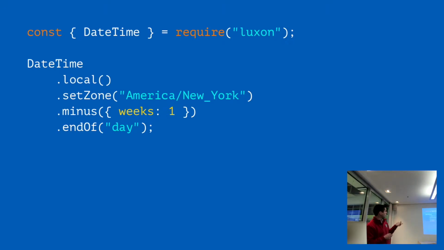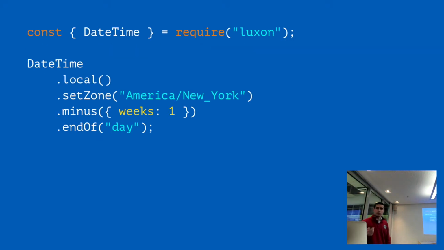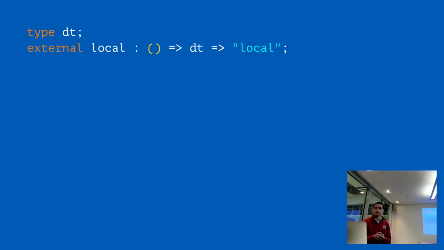So first of all, let's think about what's happening here in Luxon. We're using the DateTime.local constructor to create a new datetime object representing the current time. We're then setting its time zone to the New York time zone. We're subtracting a week, and then we're jumping to the end of the day. So like 11:59:59.999 p.m., which is something you might want to do when working with dates. I don't know. So writing the binding for the local function is actually very simple.